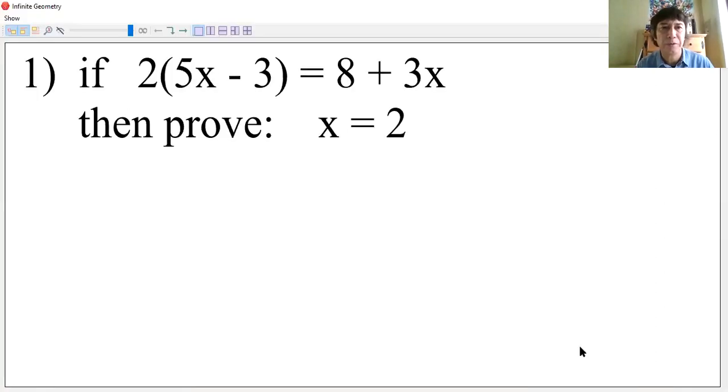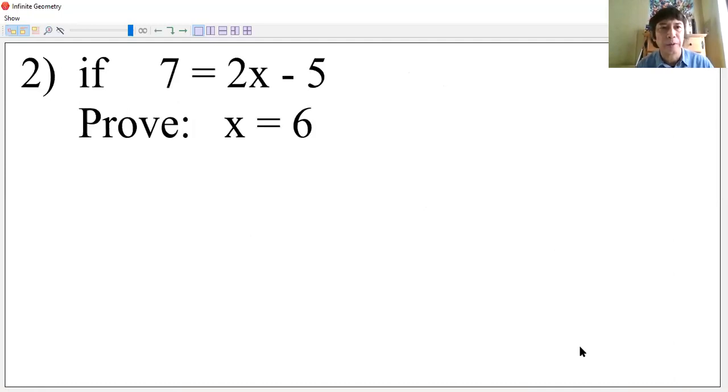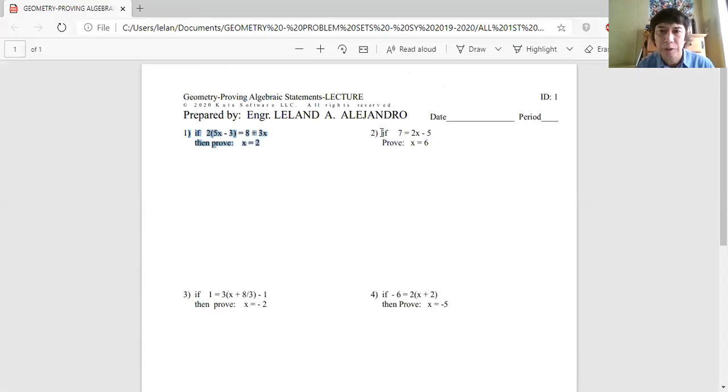Okay, so we're done with number 1, first number. Let's have the second number. Here's the second. If 7 equals 2x minus 5, prove x equals 6. Okay, so we shall get that in the screen that we have obtained a while ago. So it must be this one. We'll just copy and paste over the other screen.